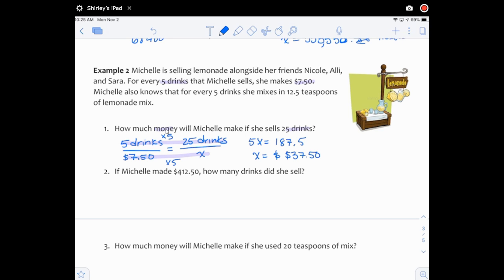Different ways around it. One method is your scale factor. Second method is your cross products. You might have also noticed that you can find 5 scales to 7.50 by a certain number and use that to multiply over here, whichever method you think is easiest.